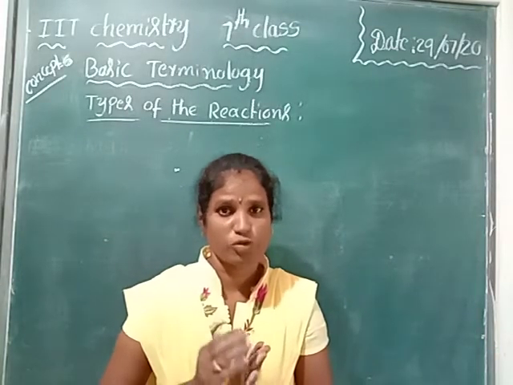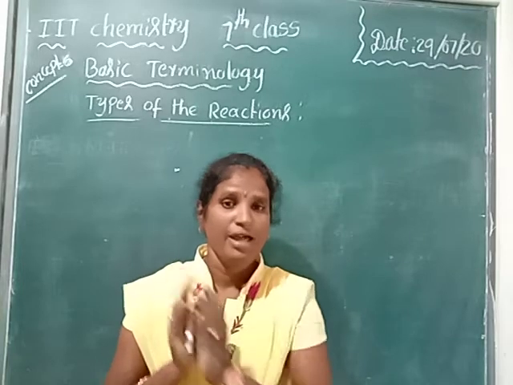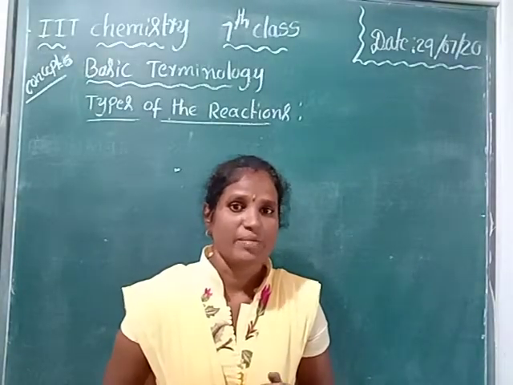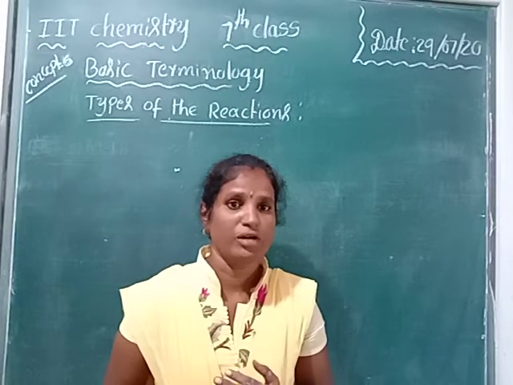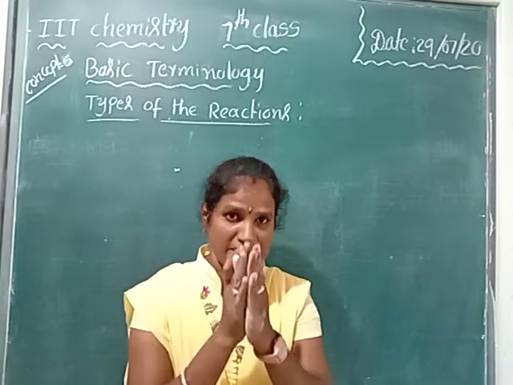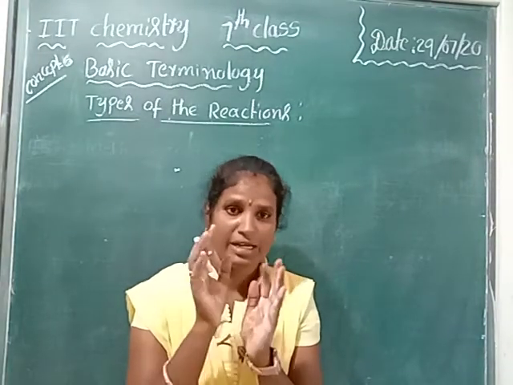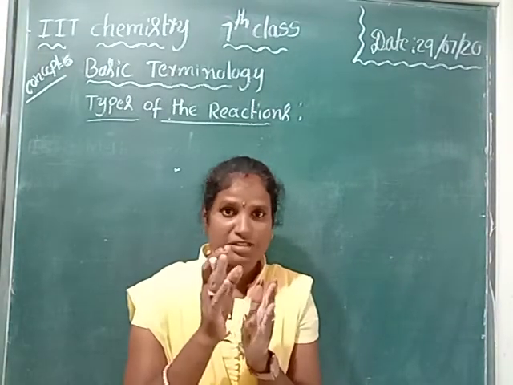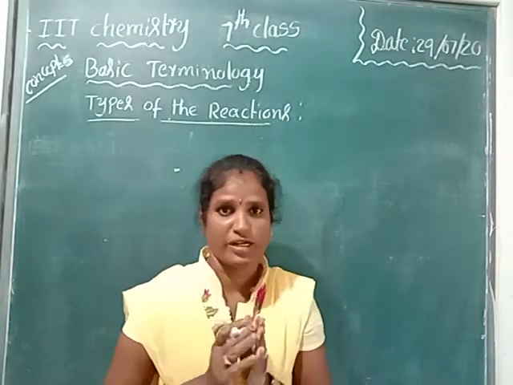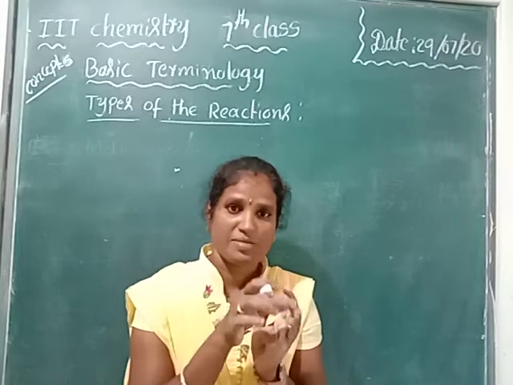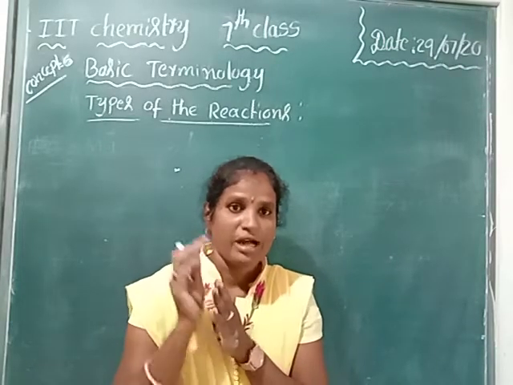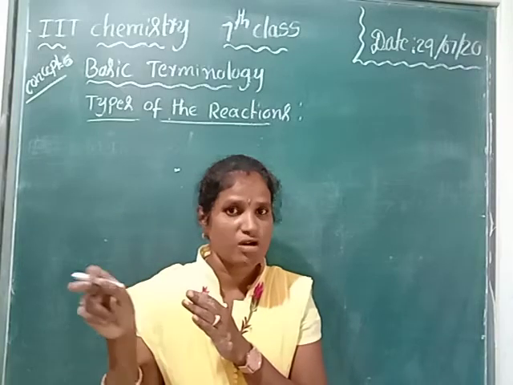Chemical equations are of two types: unbalanced equation and balanced equation. First, what is a chemical equation? You know. Next, I said one equation. What is a reactant? What is a product? The substances involved in the reaction are called reactants. The substances formed in the reaction are called products.